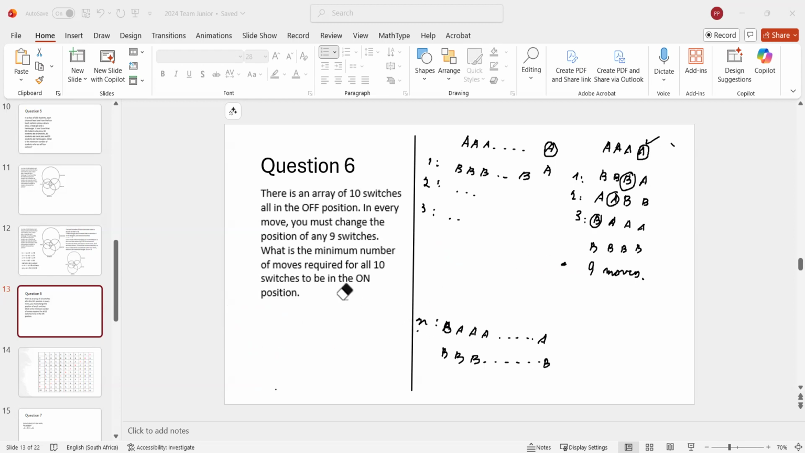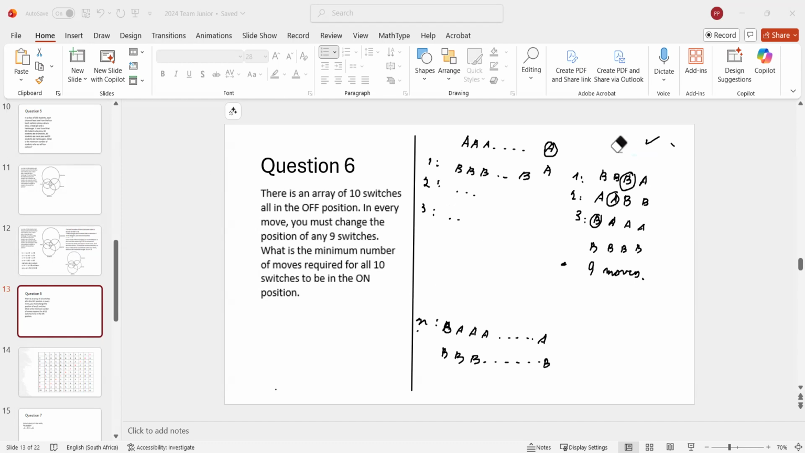So I'm going to say that there are 9 moves. But we want to show that this is a minimum number. So suppose there are n moves, as we had originally. I looked at 4 switches and saw that there were 3 moves to bring it to the on position.